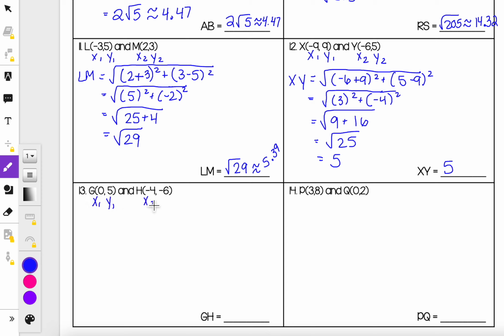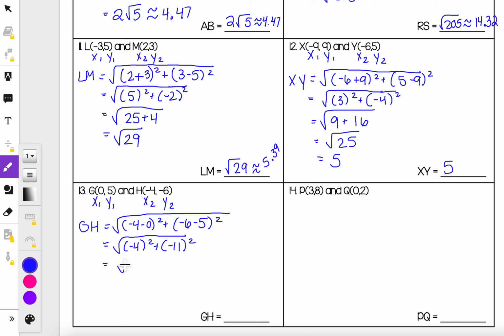And then 2 more problems. The length of GH, we have -4 minus 0 squared plus -6 minus 5 squared. 16 plus 121, we get the square root of 137. That can't be simplified. So the square root of 137 is approximately 11.7 if we have a decimal answer.